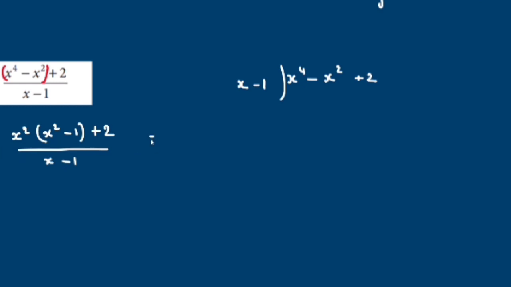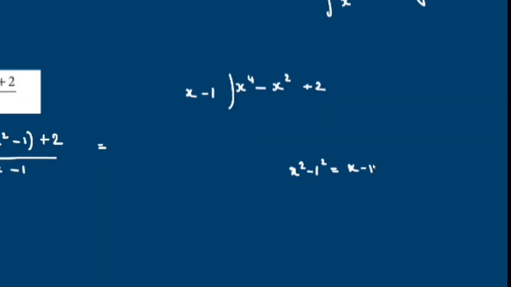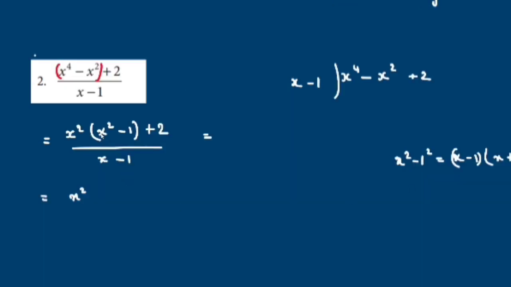So that is equal to x square. Now this x square minus 1 is nothing but x square minus 1 square, an identity: x minus 1 into x plus 1. So we will write this x square minus 1 as x plus 1 into x minus 1, plus 2, everything divided by x minus 1. So this is equal to, divide both the terms. There are two terms here, this and this.